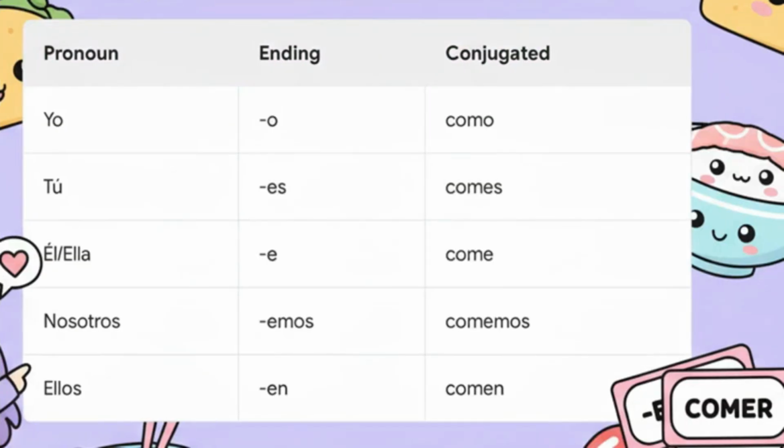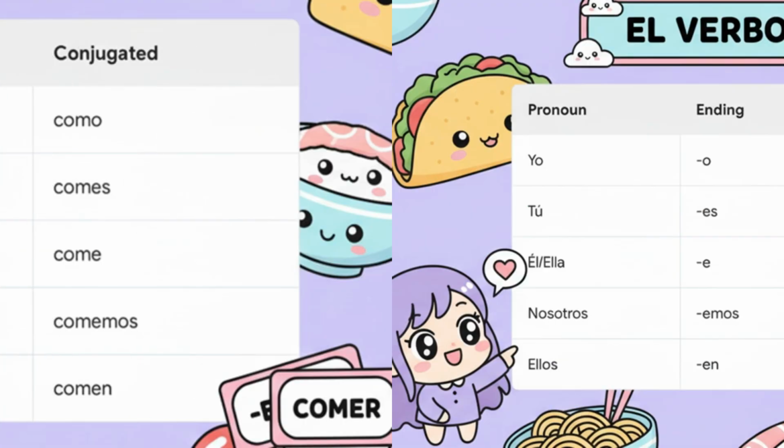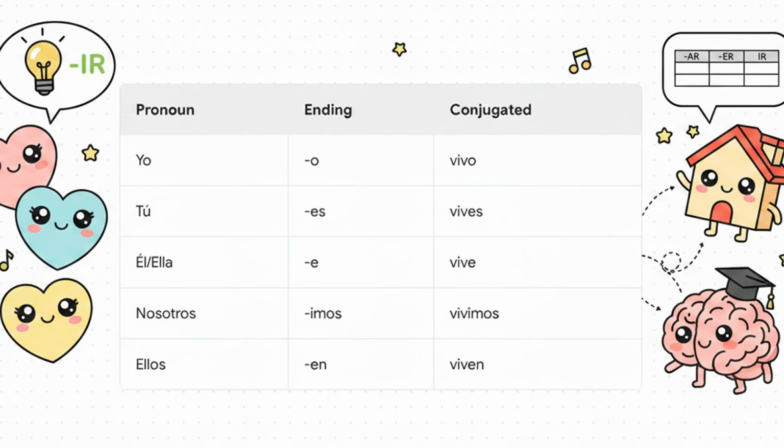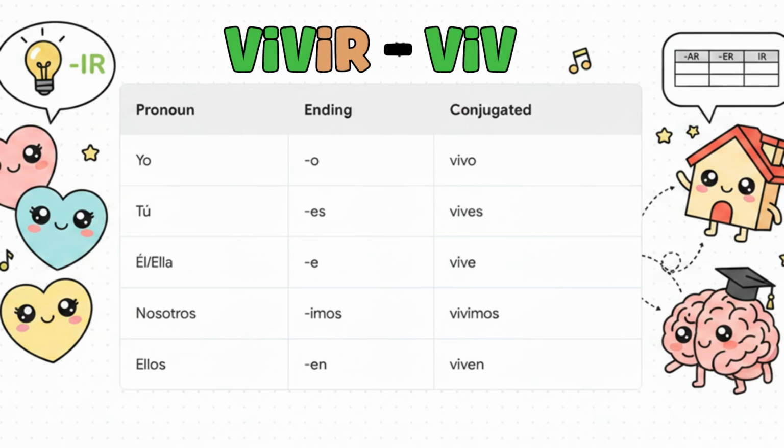Let's move to the ER family and see how this builds. Our verb is comer, to eat. We isolate that stem, com-, and add our ER endings. We get como, comes, come, comemos, and comen. Notice again that the yo form retains that super easy o ending. If I want to say I eat, I literally just say yo como. It's that simple. Finally, to round out the trio, let's look at an IR verb, vivir, to live. The stem is viv-. Snapping on our endings, we get vivo, vives, vive, vivimos, viven.